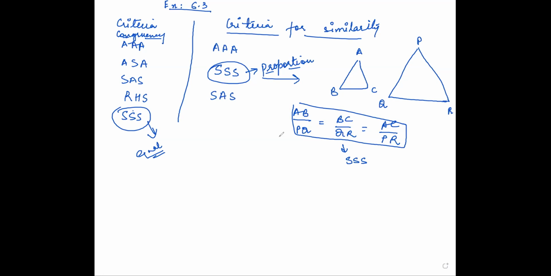And the meaning of SAS is this: if I'm getting any one angle, for example angle B, equal to angle Q, this angle is equal to this angle.